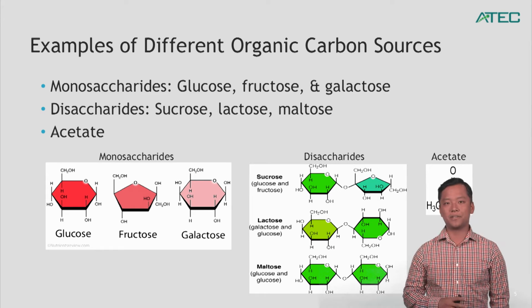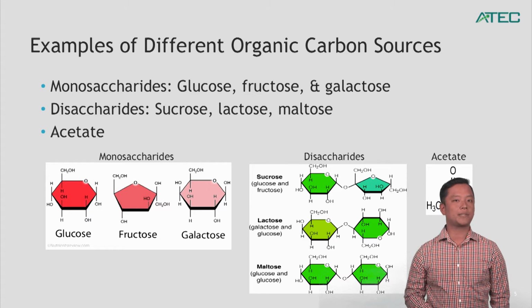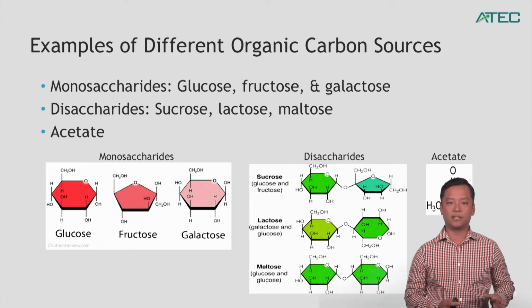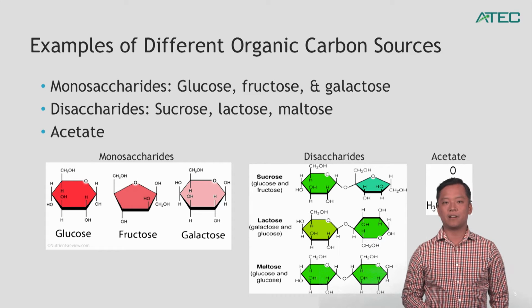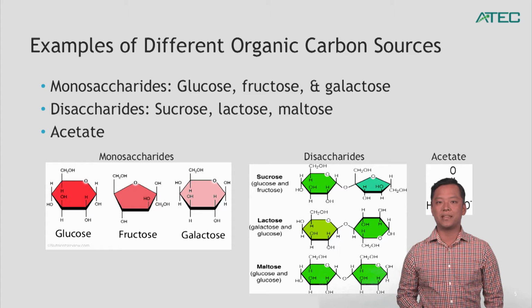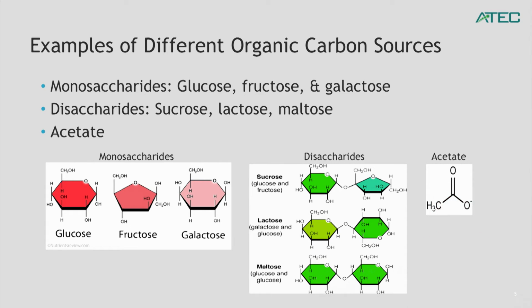And so what are the different organic carbon substrates that you can use? So you have your monosaccharides, which are individual sugar subunits. So you have glucose, fructose, galactose. And then you have your disaccharides, which are like sucrose, lactose, and maltose, which basically are a combination of those monosaccharides. And then you also have your smaller organic carbon substrates, such as acetate, that the microalgae can use as a reduced carbon source to grow.